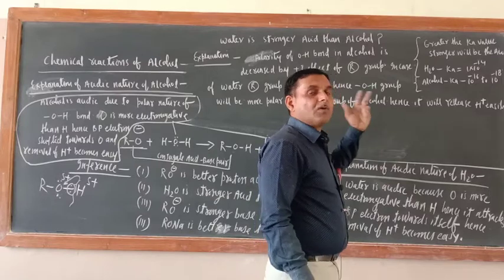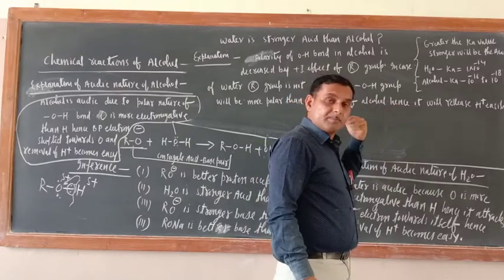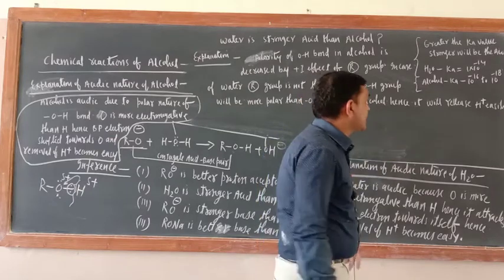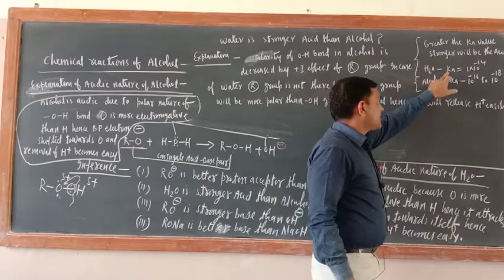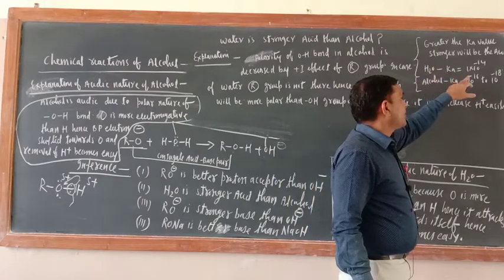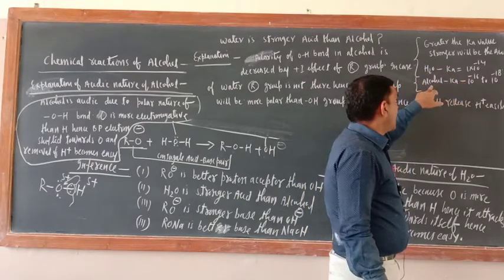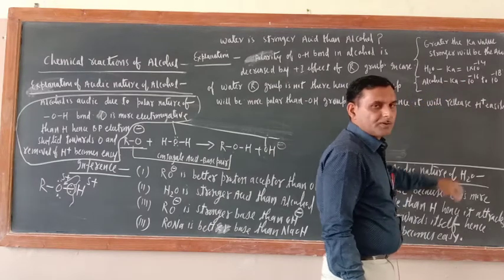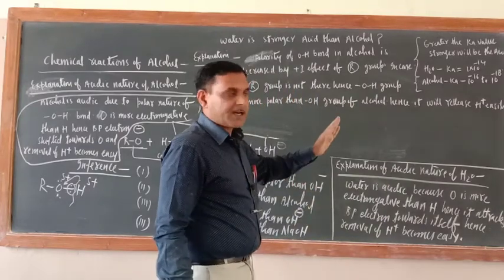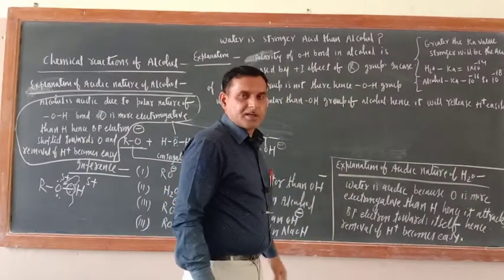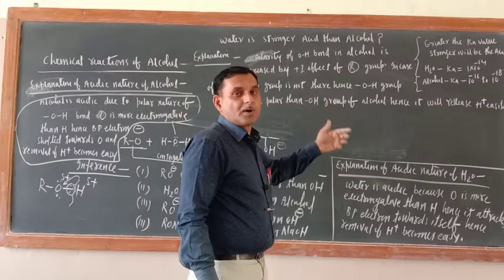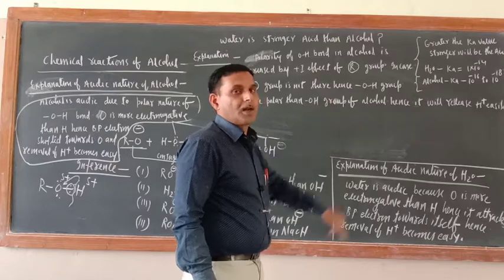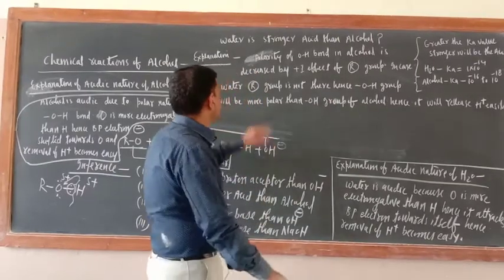So the greater the value of Ka, meaning the greater the dissociation constant for acid, the stronger the acid. So just see, the dissociation constant for water is 1 into 10 raised to the power minus 14, and the dissociation constant for alcohol is 10 raised to the power minus 16 to 10 raised to the power minus 18. Within that range, acidic nature is there. Now, which value is more? Water's value is more. So water is a stronger acid than alcohol. The question arises here, why?